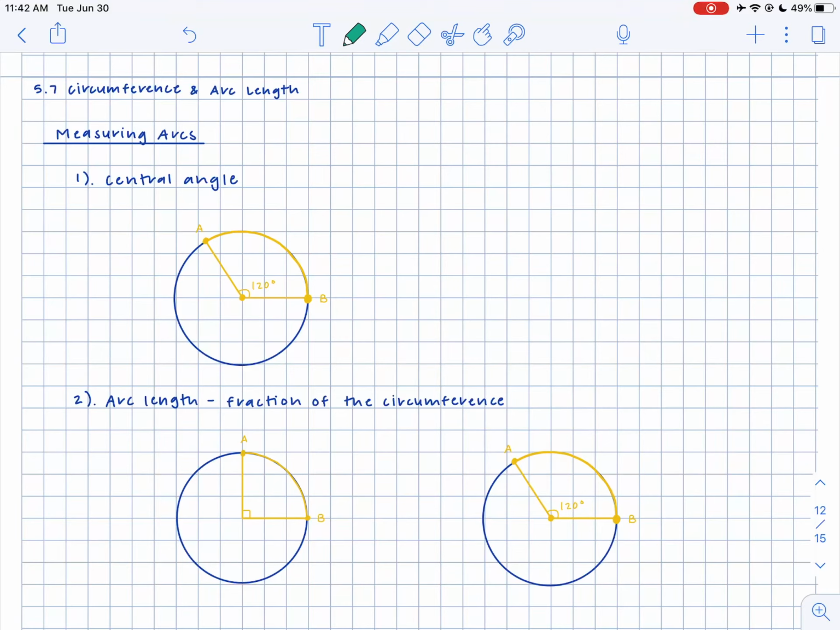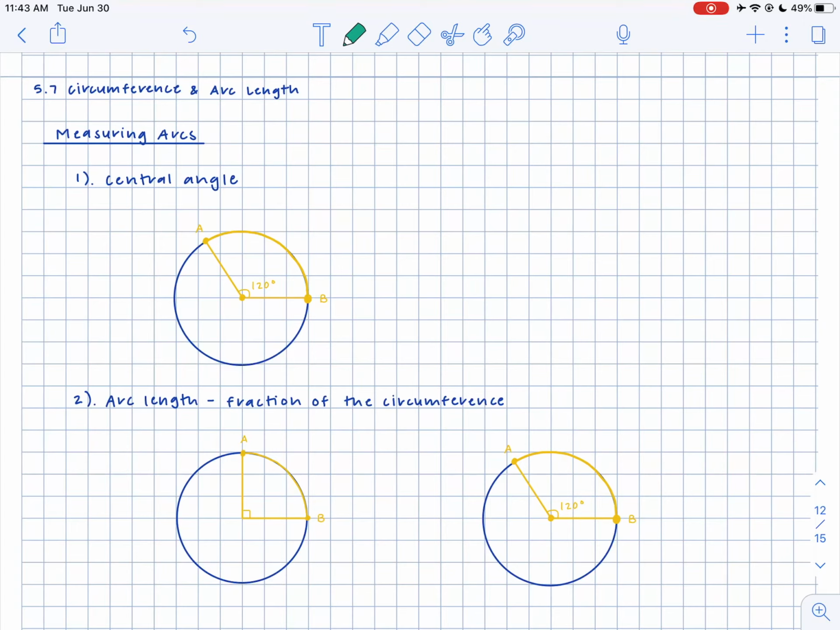Welcome to 5.7 Circumference and Arc Length. In this lesson, we're going to be talking about circumference, the definition of a radian, some example problems, and also arc length. So remember, by definition, an arc is a part of the circumference.